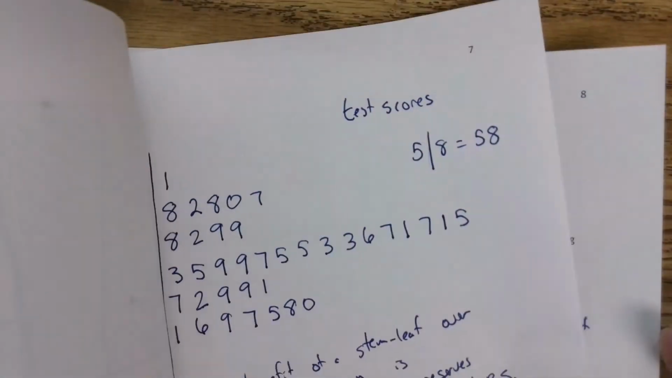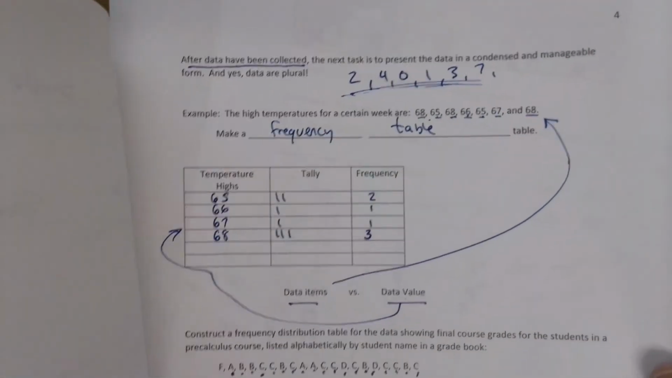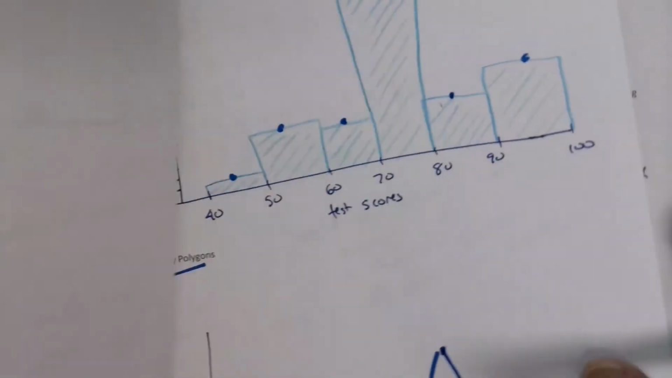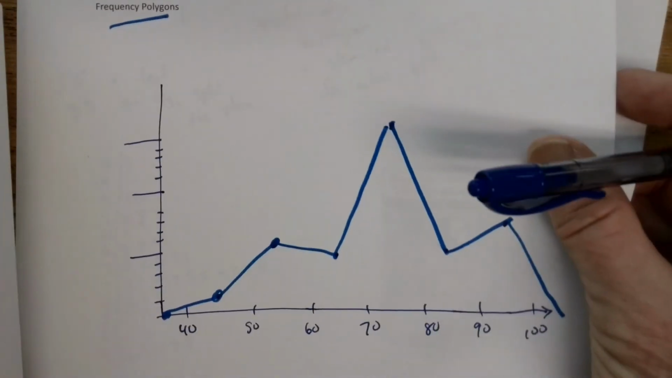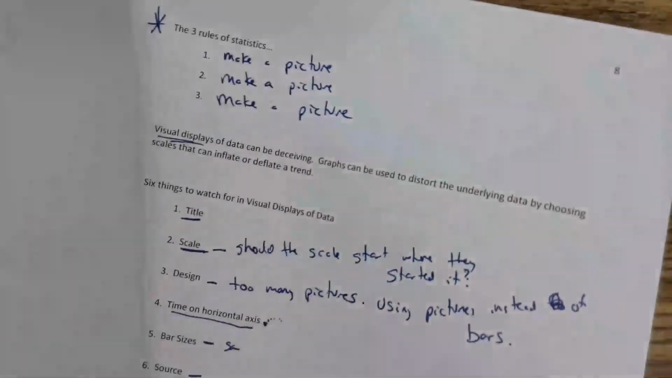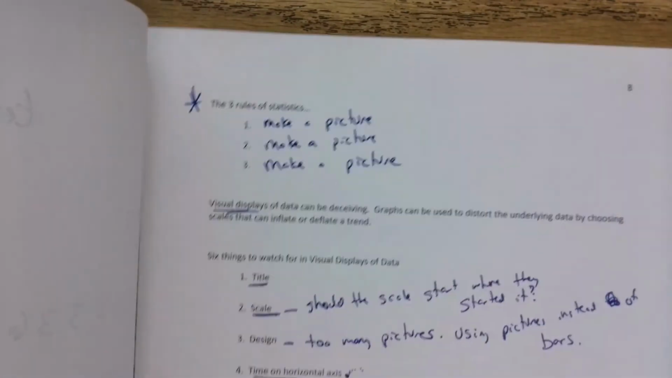All right, what did we remember? Oh yeah, so we took pictures. 12.1 was a bunch of tables that we made. We made frequency distribution tables. We made histograms. We made frequency polygons, stem and leaf plots. Okay, and the rules were make a picture, make a picture, make a picture.